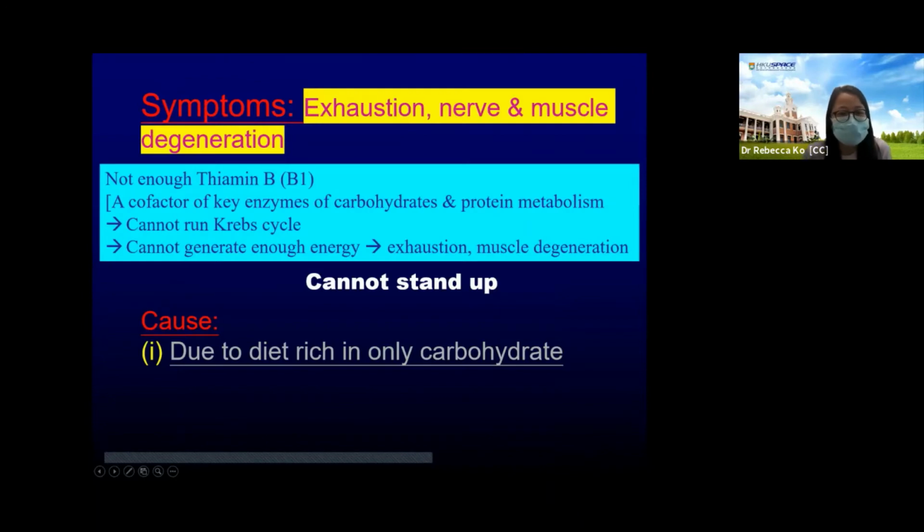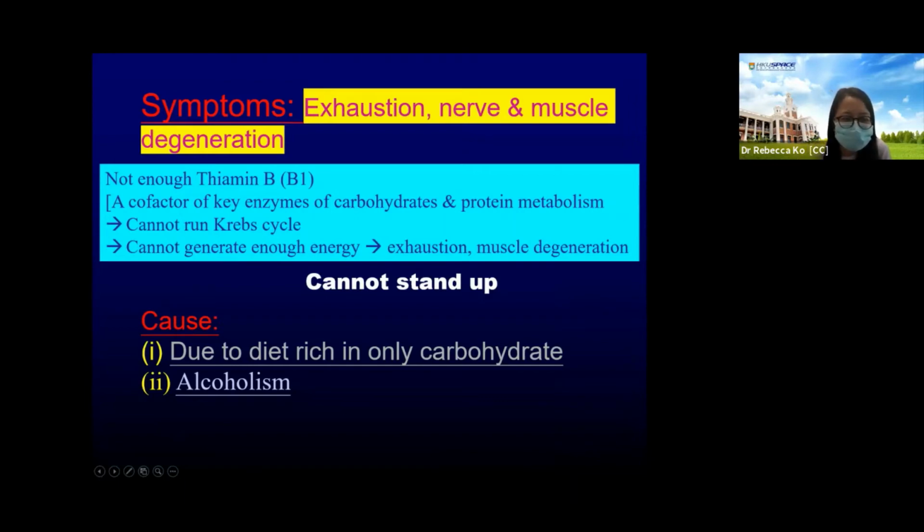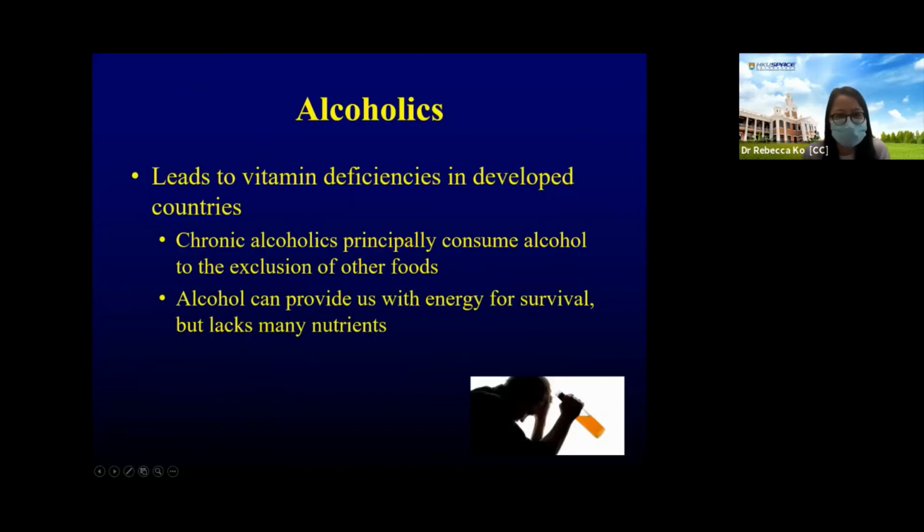Besides the carbohydrate part, any other causes? Yes. Now let's see the second one. The second one is alcoholism. Taking alcohol, drinking beer, wine, alcoholism. That means addicted to it, not just a cup of it. Yeah, keep drinking alcohol. Let's say 5 cups or above, maybe. Alcoholism, addicted to it.